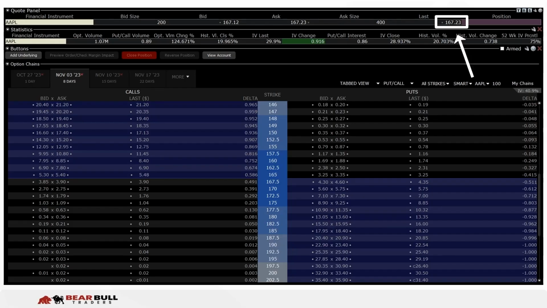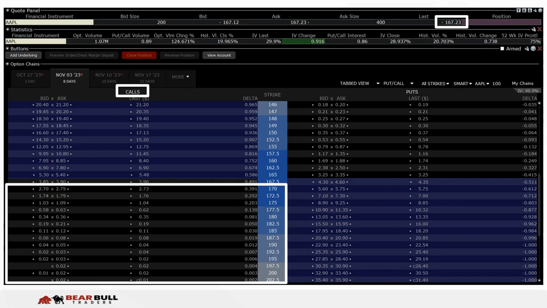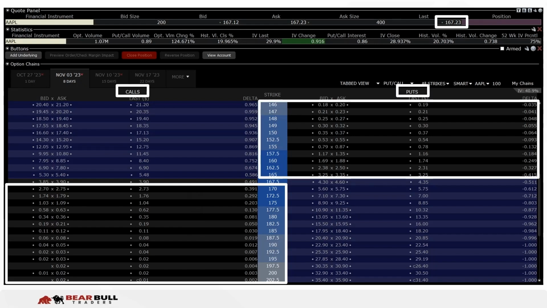You'll remember that the stock price is currently sitting at $167.23. Call contracts above the current stock price will be considered out of the money. Therefore, in this scenario, contracts starting at $170 and above will be considered out of the money, whereas put contracts will be considered out of the money when they fall below the current stock price. In this scenario, the 165 strike price and below will be considered out of the money.